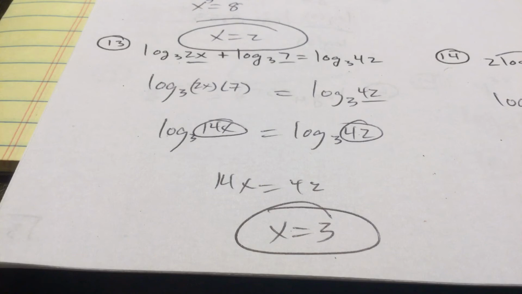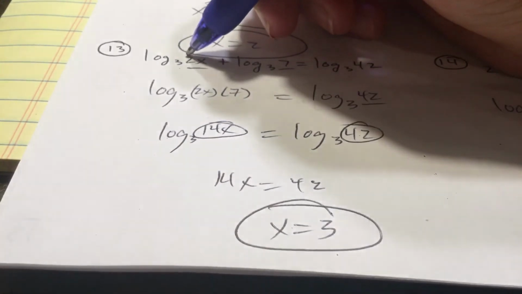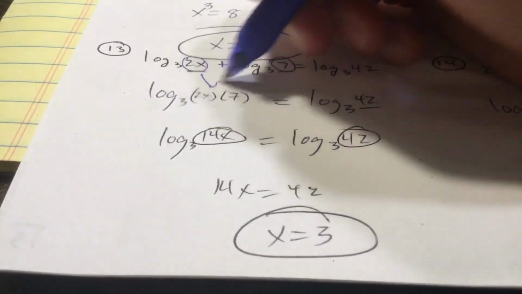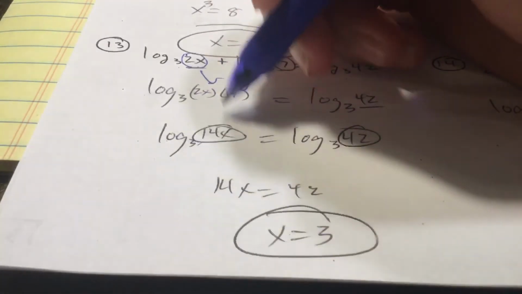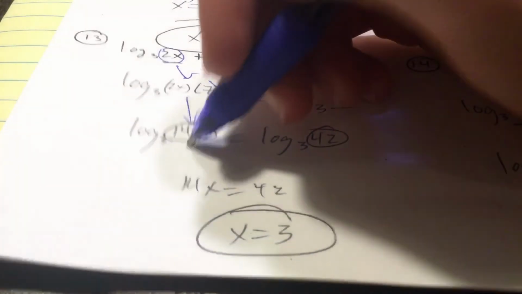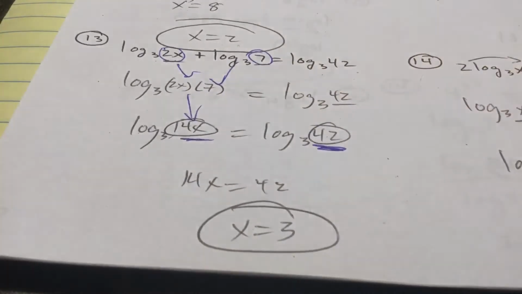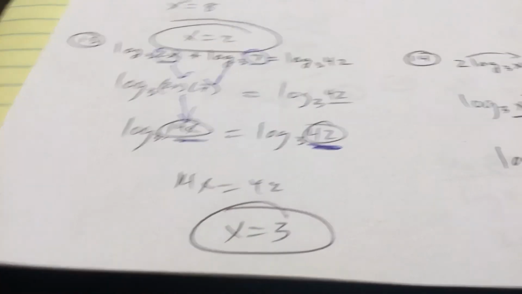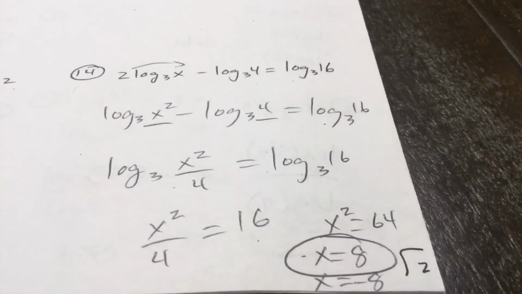All right. Got the product property here. Log base 3 of 2x plus log base 3 of 7 is log base 3 of 2x times 7. Log base 3 of 14x equals log base 3 of 42. That means 14x has got to be what? It's got to be equal to 42. X is 3.